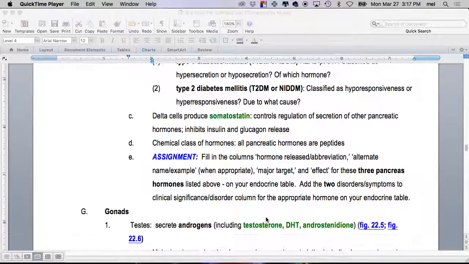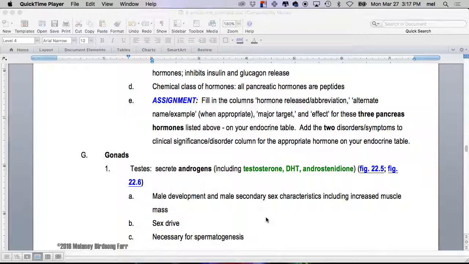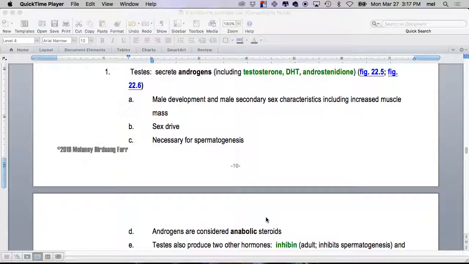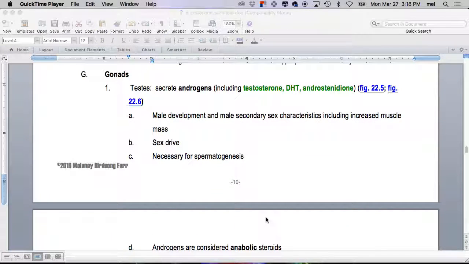Okay, chemical class of hormones. All pancreatic hormones are peptides. Okay, so you guys can do those, and you guys can do those feedback mechanisms, right? Okay, so last organs are the gonads. Do I need to ask you where your gonads are? No, I don't. Okay. All right.